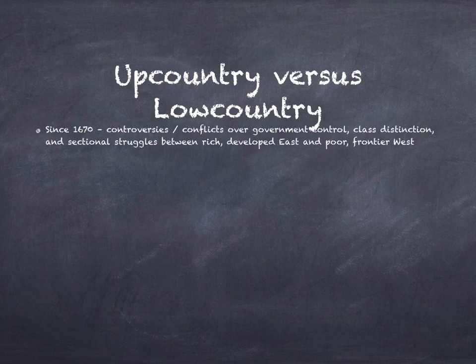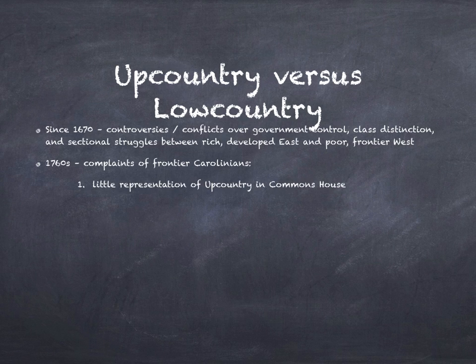So since 1670, there was controversy and conflict over government control, class distinction, and sectional struggles between these two groups. During the 1760s, folks living in the upcountry had several complaints.